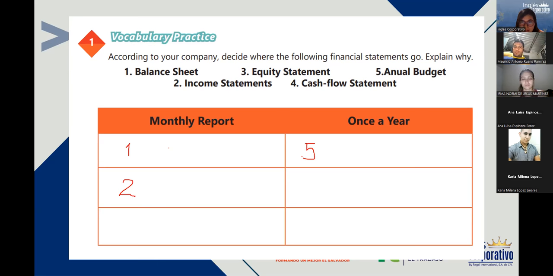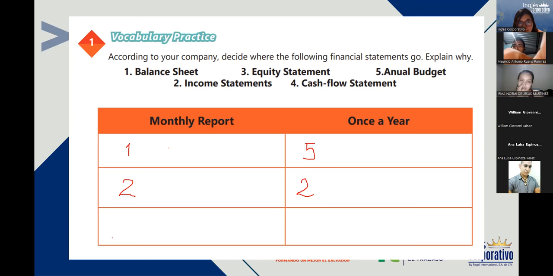Which one? Equity statement? Yeah, two. Number two, income statement. Mm-hmm. And the fourth. So equity statement, you're saying, can be presented monthly and once a year too? And monthly reports, cash flow statement. Cash flow statement.